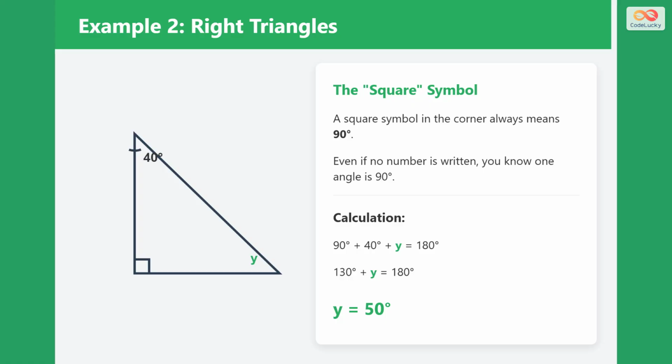Sometimes you might see a triangle with a small square symbol in the corner. This symbol indicates a right angle, which always measures 90 degrees, even if the number is not written out. In this example, we have a 90-degree angle and a 40-degree angle. Adding them gives 130. To find y, we subtract 130 from 180, which gives us 50 degrees.